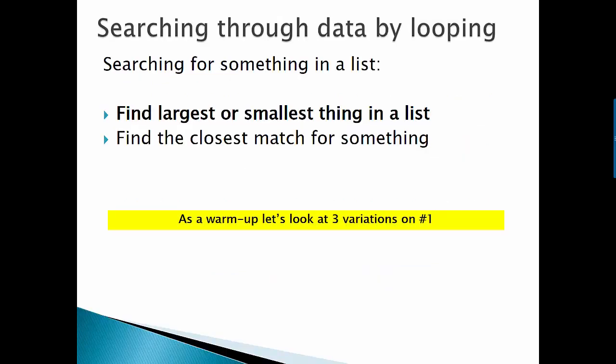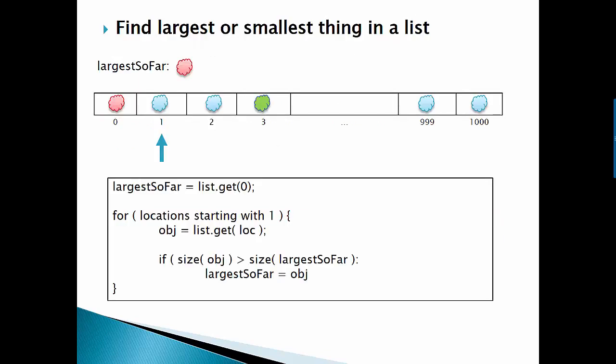All right, so let's do a quick warm-up by reviewing a familiar idea. So if you're searching through a list to find the largest thing or the smallest thing, you know how to do this. It looks like this. But I want to show you three variations, and you can sort of pay attention to what's different in the code of the three variations. So if I've got a list of things and I want to find the largest, I can initialize a variable called largest so far as the first item, and then I can loop over all the other items and I can check the size of each one to see if it's larger than the size of the biggest one so far. And so it looks like this.